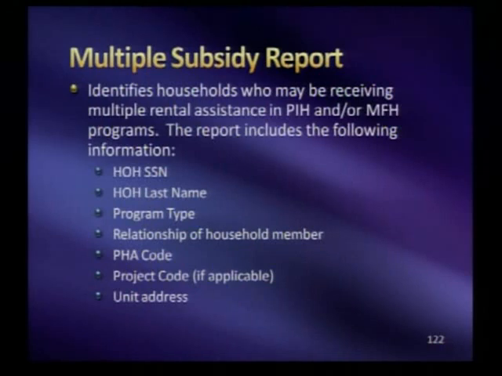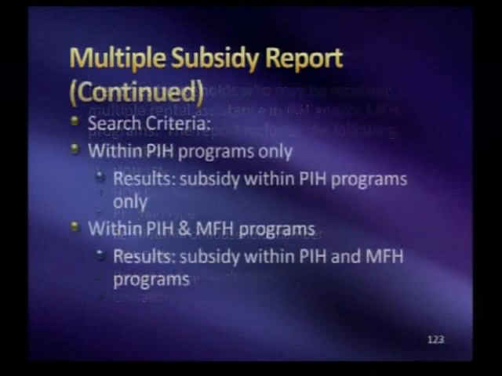So the multiple subsidy report is going to identify for you the head of household's social security number, last name, the program type, and the relationship, because it's basically going to outline who is showing up twice in the rental assistance program, the PHA code where they're at, the project code if applicable, and the unit address. So you're going to get all this information. Whether it's PIH or multifamily housing, you're going to be able to see where they're living.